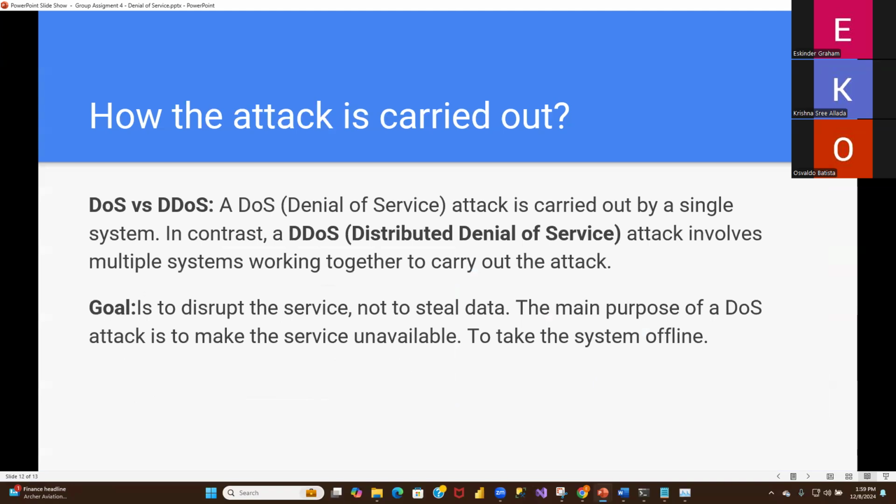Thank you, Eskinder, for the amazing presentation. Yes, the goal of the attack is not to steal data, but to take the service offline. And now you showed live how the attack can be done.